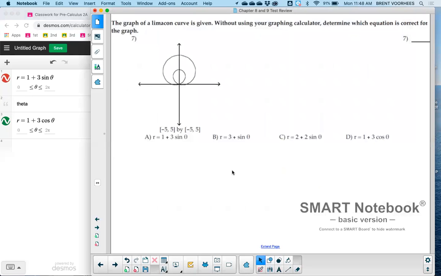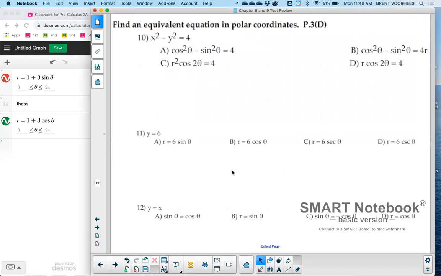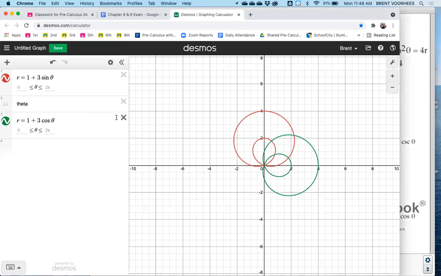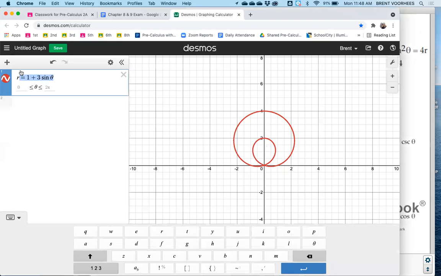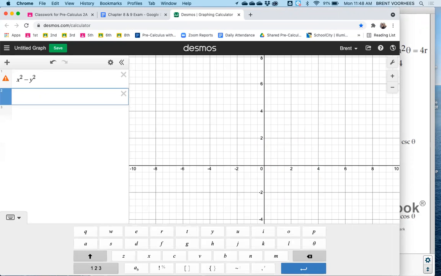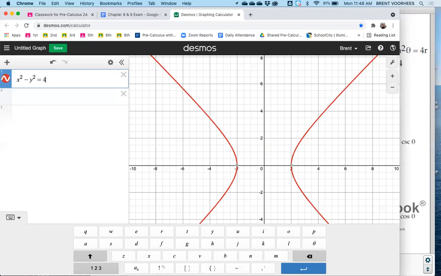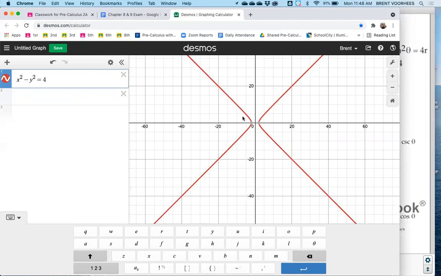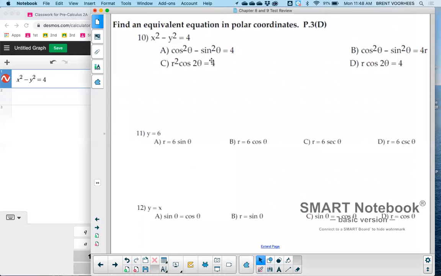All right. Along with the graphing are going to be these equations where you convert between equations. So for example, 10, this is a rectangular form of the equation. X squared minus y squared equals 4. It looks like a hyperbola. And so you would graph your answer choices to see which one represents the hyperbola.